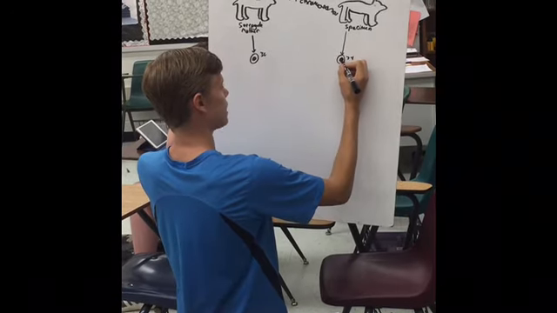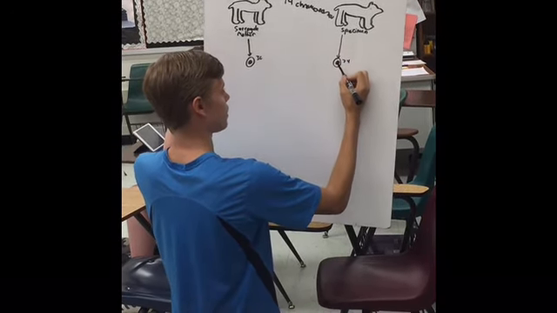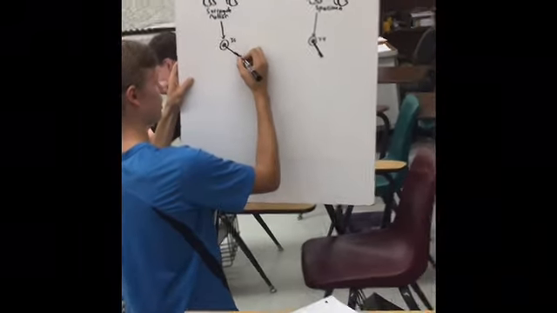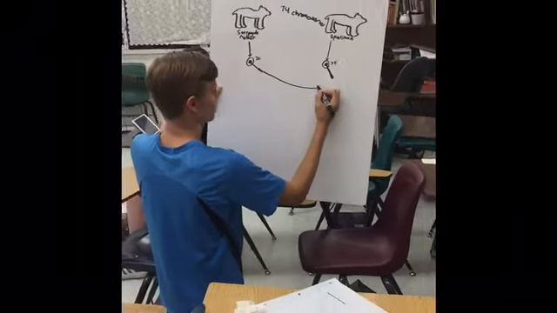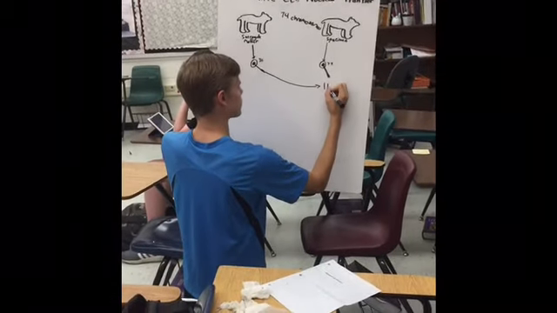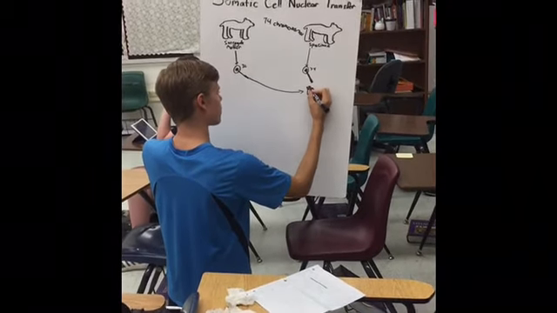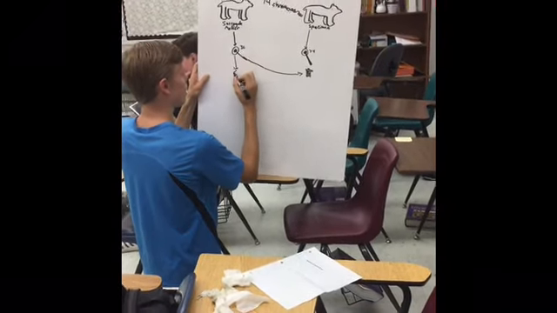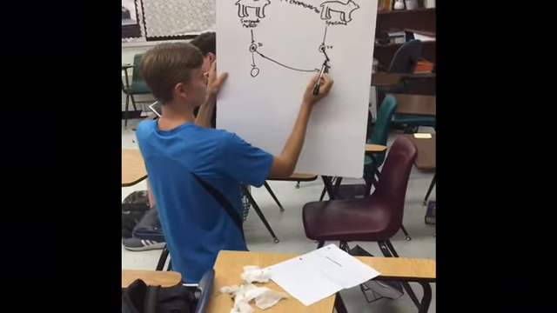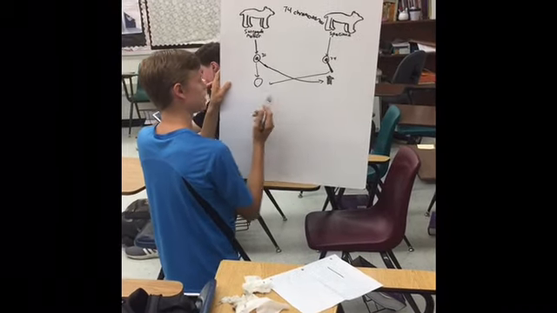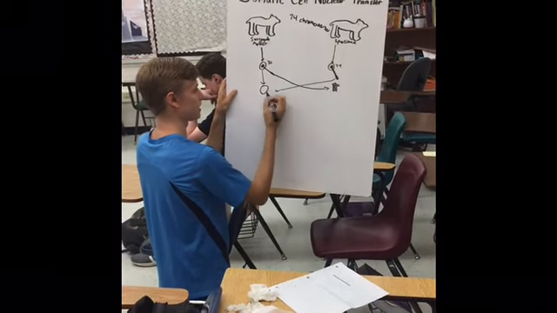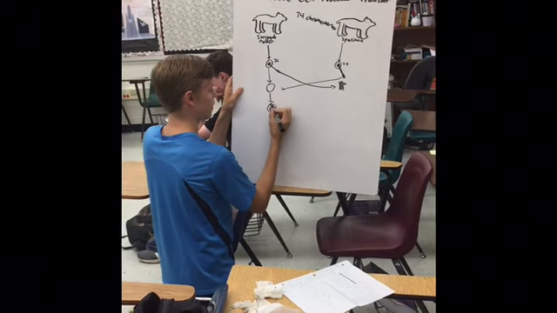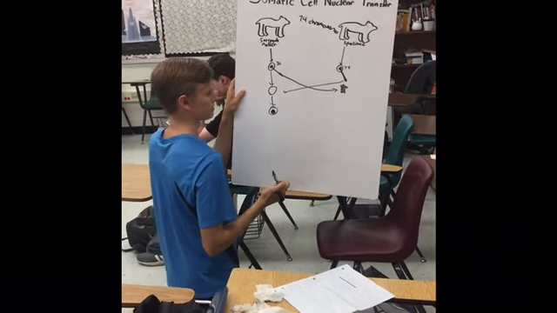Now you would take out the nucleus of both cells. You would throw away the nucleus of the egg cell. Then you take the nucleus of the somatic cell, you implant it into the surrogate mother's empty egg cell. So now you have a full egg cell with the right number of chromosomes.